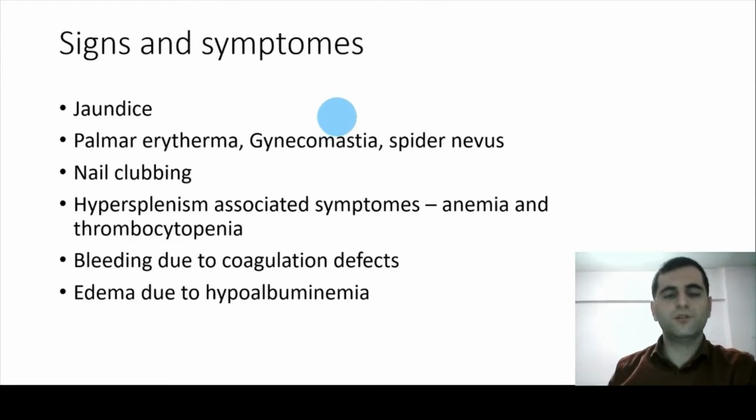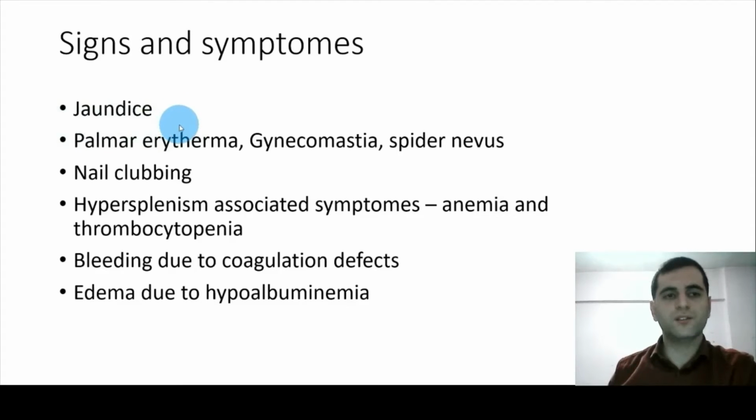In the beginning of cirrhosis, most patients are asymptomatic, but one of the first symptoms that they develop is jaundice. Jaundice, as you know, is the yellow discoloration of the sclera, and as the bilirubin level rises, yellow discoloration of the skin also occurs.